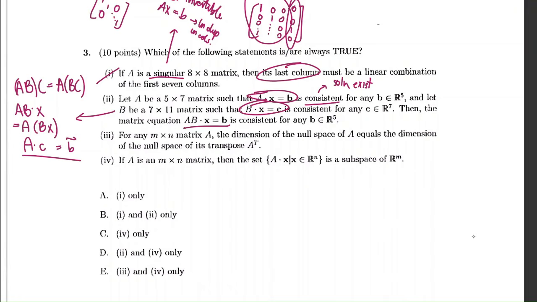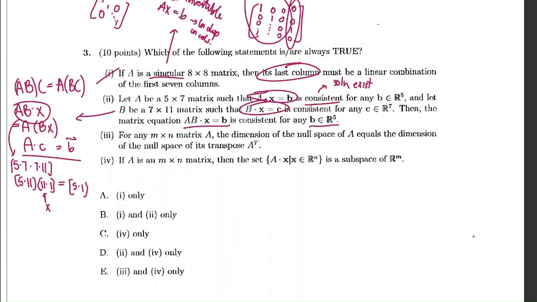And you can also double check these dimensions. For example, if you have 5x7 times B, which is a 7x11, that will give you a 5x11 matrix. Then your X is going to be, to get consistency for B and R to the 5, a 5x1. So your X needs to be an 11x1 matrix.